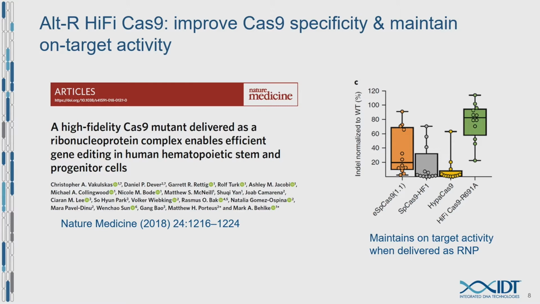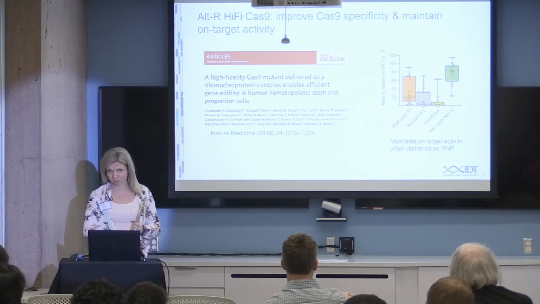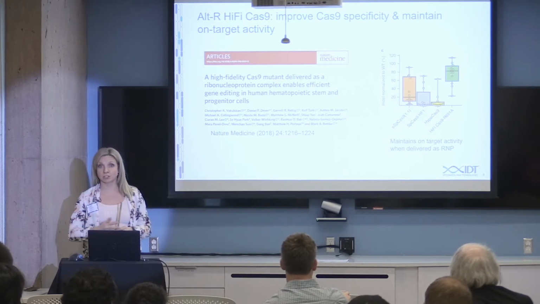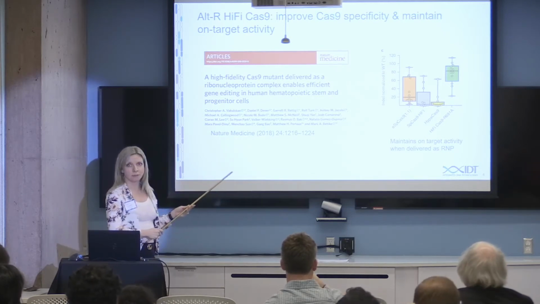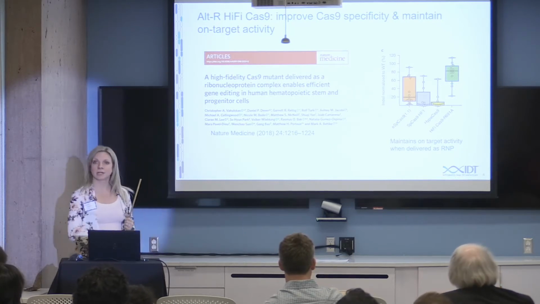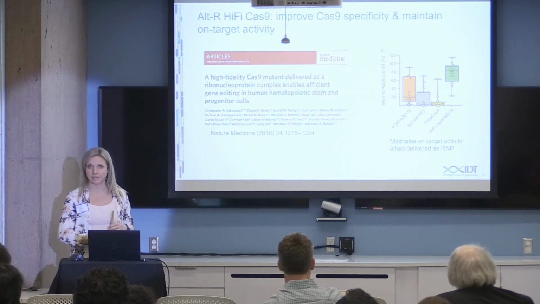The issue we saw with a lot of those published constructs is that they were developed as plasmid systems. So when we purified that protein and then looked to deliver those, they had a great reduction in on-target activity. So the evolution of our protein was done in the context of it being delivered as RNP. And so all the data in this publication, and you can see in the figure here, ours being the final protein in green, maintains that on-target activity at a much higher level.